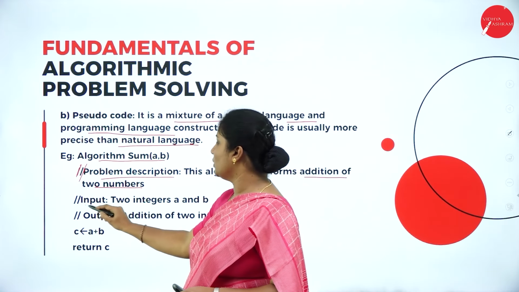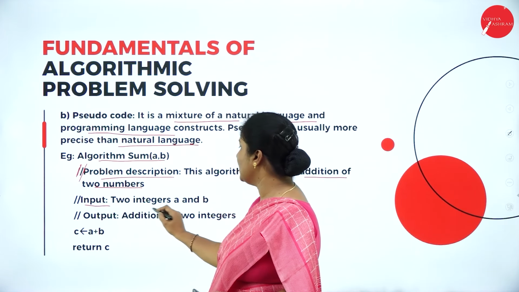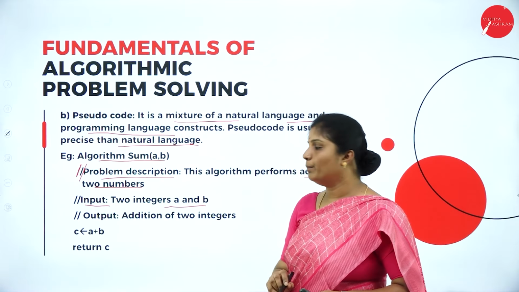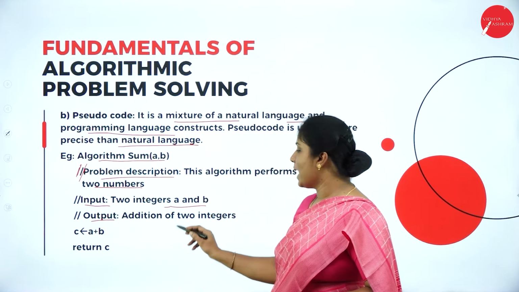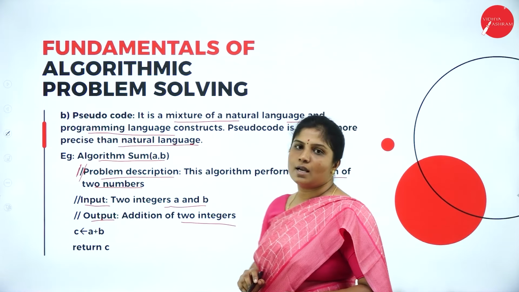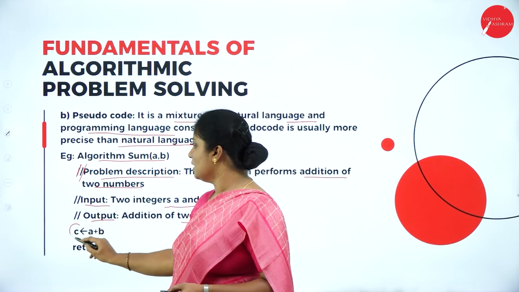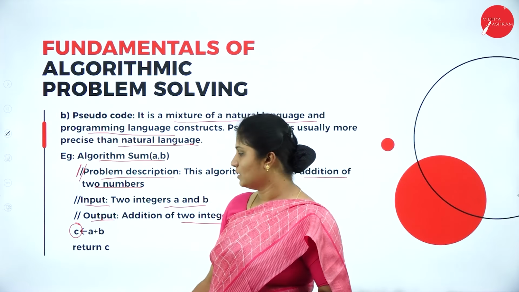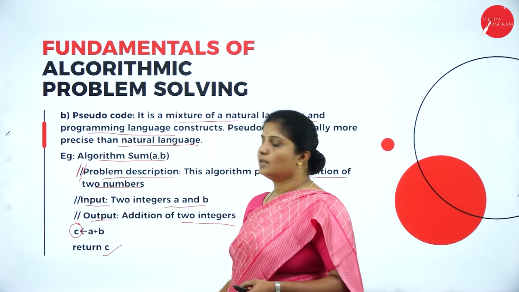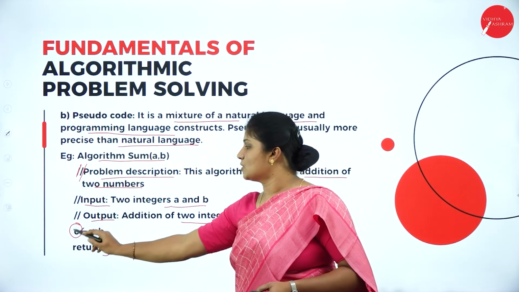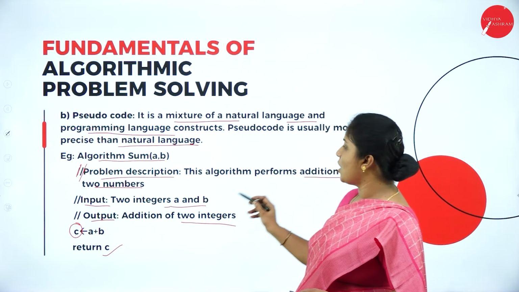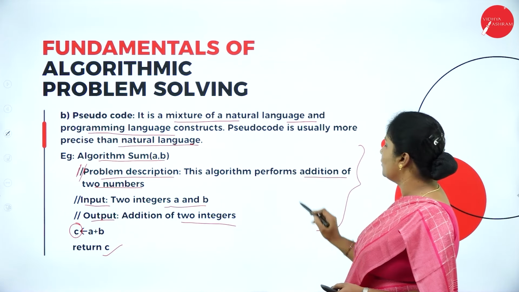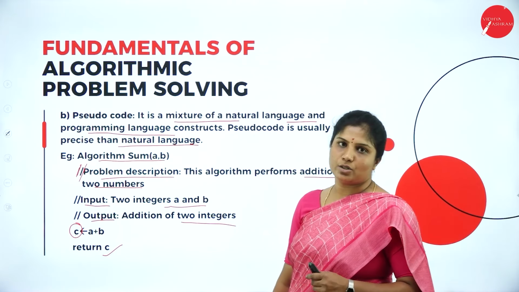Then what input are you going to give? Two integers, that is a and b. Next we are getting an output. What are we getting? Addition of two integers, that I am storing in a variable c. Then return the value, whatever the result stored in c, that you need to return. So this is how I am writing a pseudo code for adding two integer numbers.